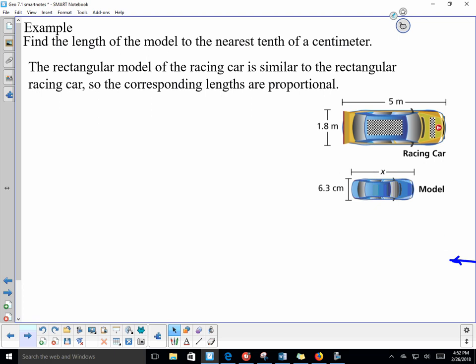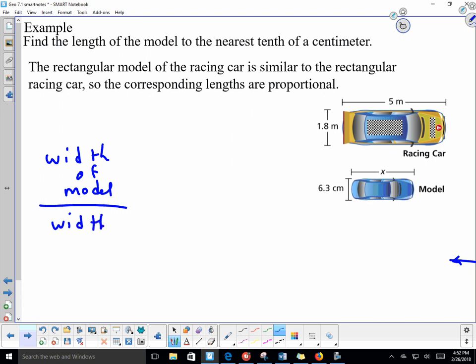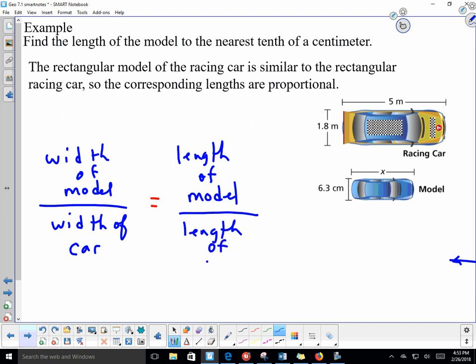All right, so let's set up our statement. We could say that the width of the model is to the width of the actual car, and that should be equal to the length of the model divided by the length of the actual car.